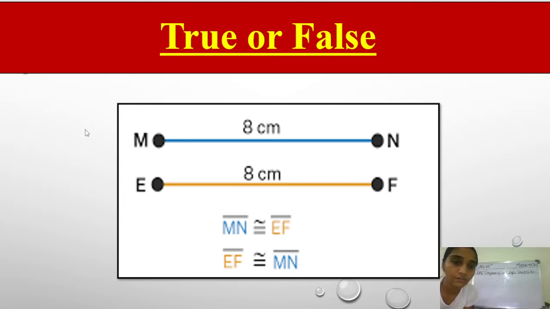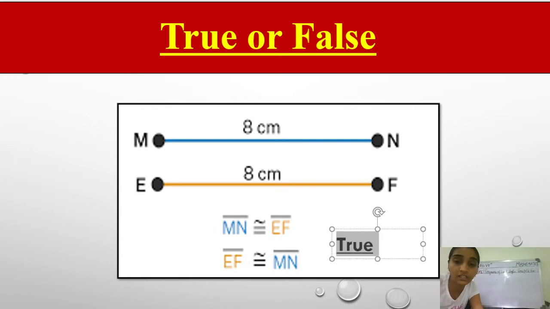Very good, students. If you are saying that it is true, you are absolutely correct, because MN and EF are of equal measurements, equal length. So when we superimpose this over one another, they are exactly going to superimpose, hence they are congruent. So it is correct.